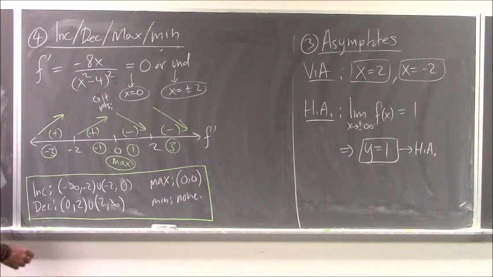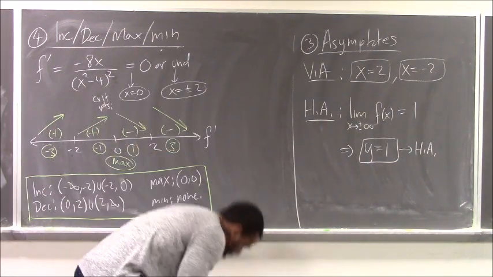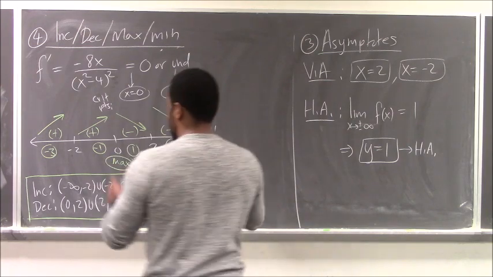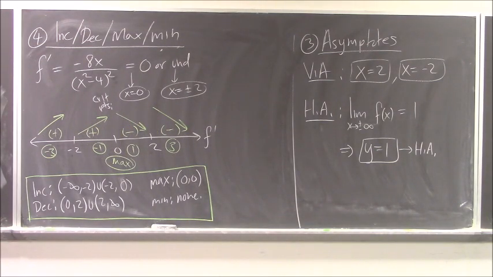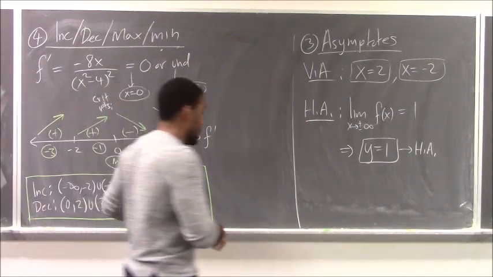That's us writing the first derivative test. And in fact, let me copy this information down because we are going to need it at some point. So increasing minus infinity to minus 2, union minus 2 to 0, decreasing 0 to 2, 2 to infinity, and we have a max at the origin. Okay. All this information is going to be useful later.